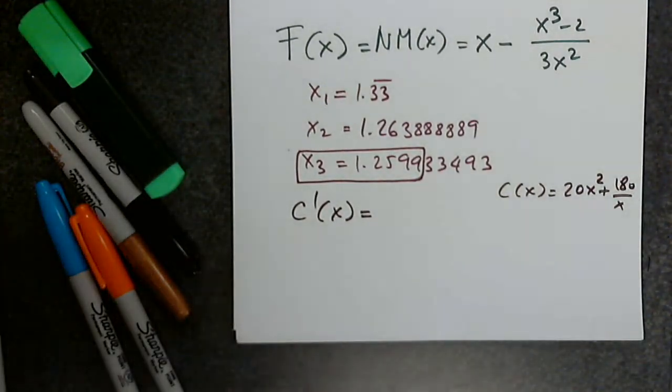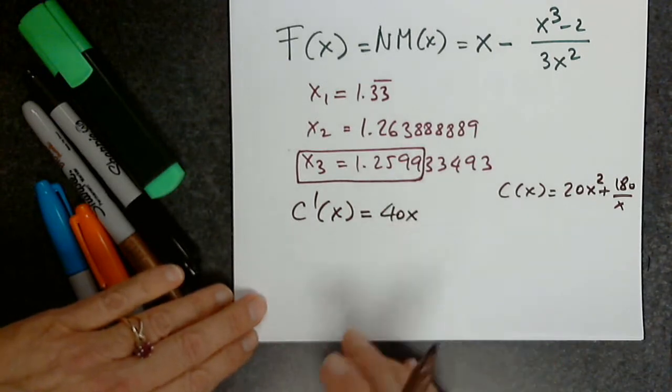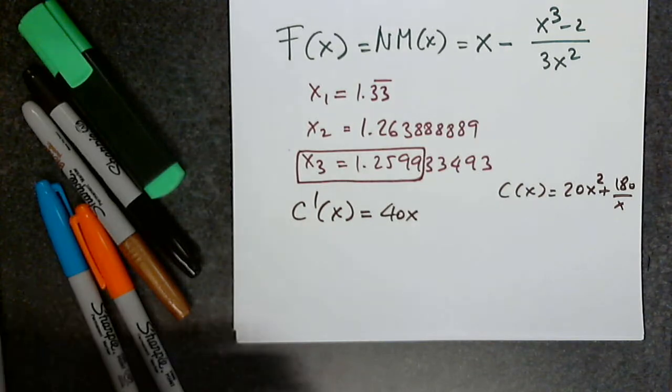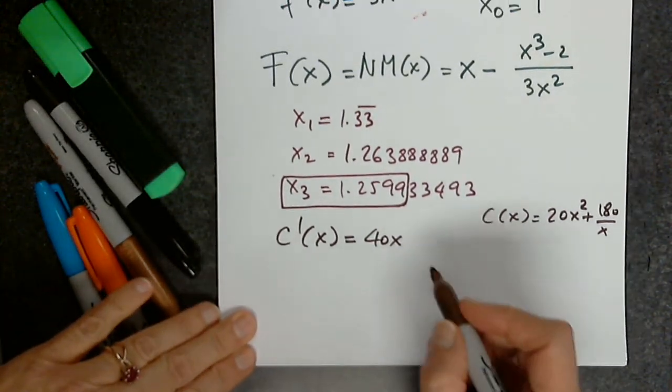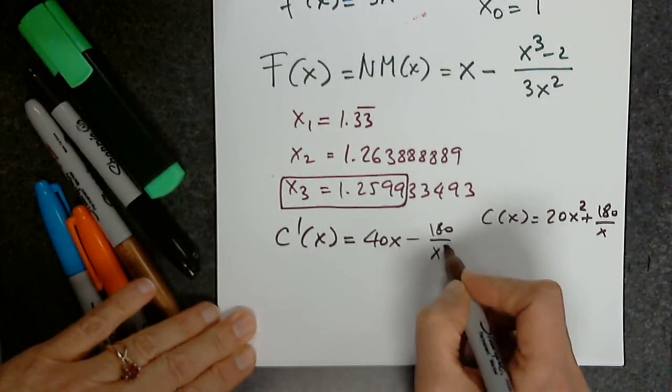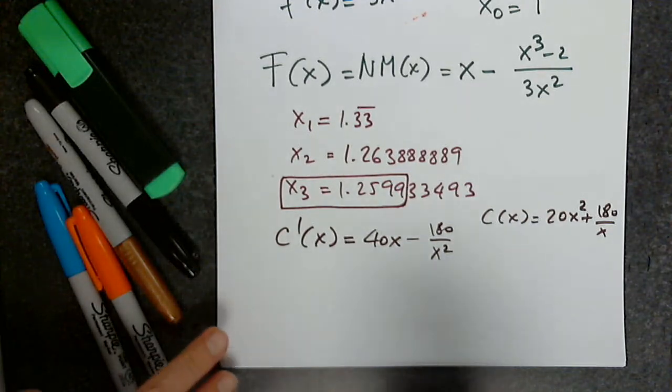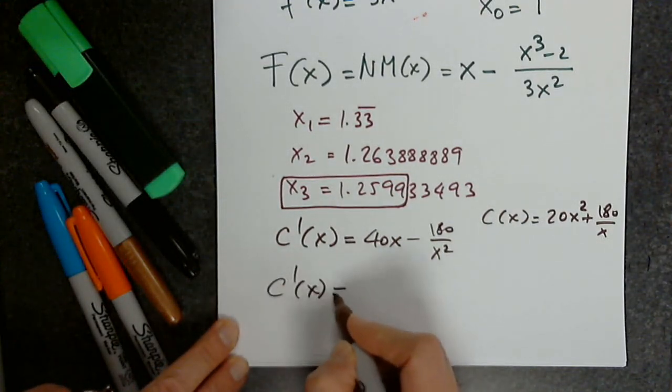Okay, so C prime is 40x. And I need someone to remind us how to differentiate 1 over x. Negative 1 over x squared. Very good. Perfect. So it's negative 180 over x squared. Now I need to find critical numbers. So I set this equal to 0.